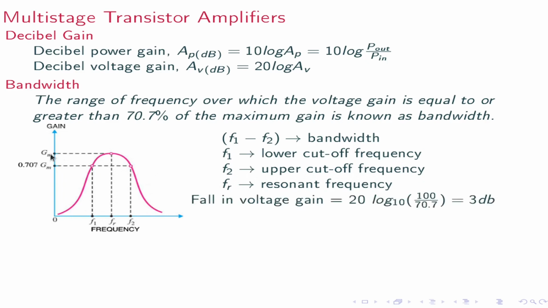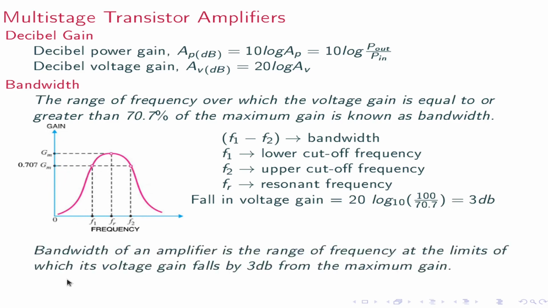Suppose GM is 100. So this value is 70.7. So the fall in voltage gain is 20 log 100 by 70.7. This is equal to 3 dB, or we can say this is the 3 dB point. Therefore, bandwidth can be defined once again as the range of frequency at the limits of which the voltage gain falls by 3 dB from the maximum gain.